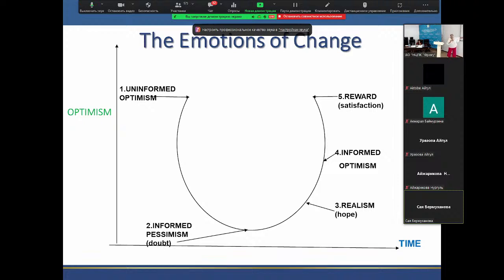Then, in some period, you have to achieve the stage of realism and a little bit of hope. Then, informed optimism, and the last stage, that is reward, satisfaction with your job. But it's impossible if you don't have enough support. It's impossible to overcome all these challenges, to overcome all these obstacles by yourself. That is the problem.